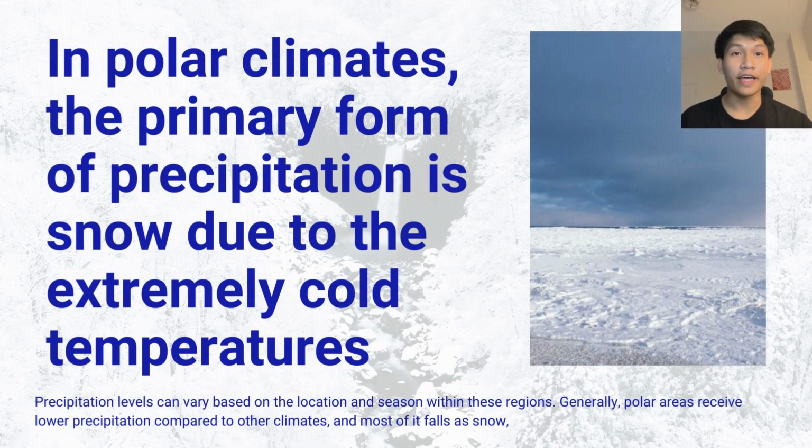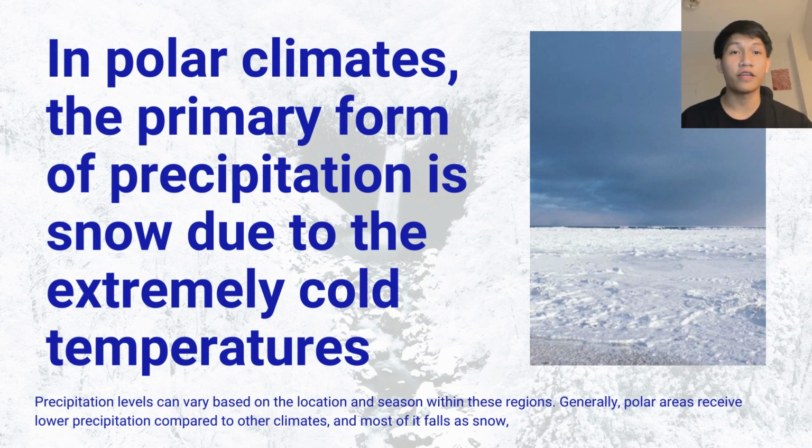In polar climates, the primary form of precipitation is snow, due to the extremely cold temperatures. Precipitation level can vary based on the location and season within these regions. Generally, polar areas receive lower precipitation compared to other climates, and most of it falls as snow, contributing to the buildup of ice and snow cover in these regions.